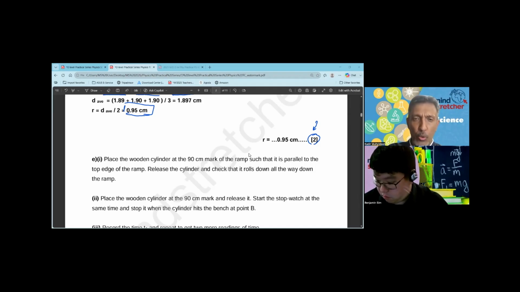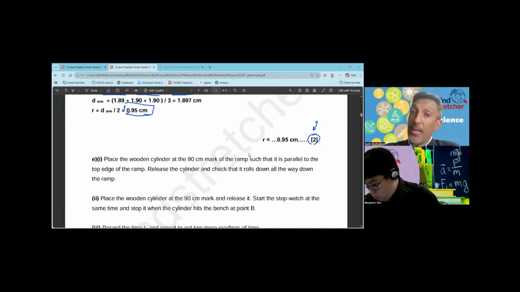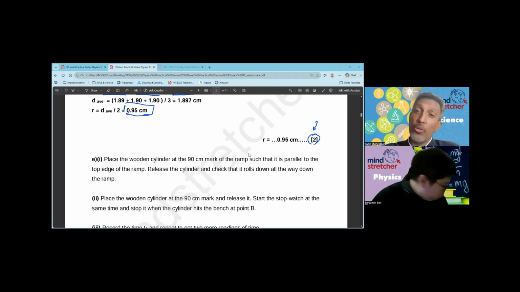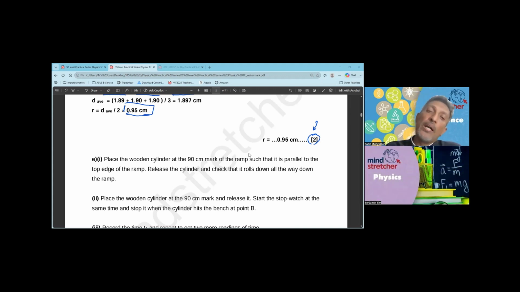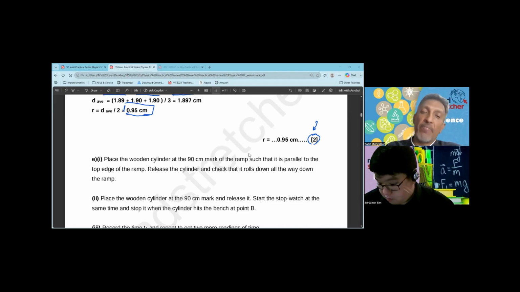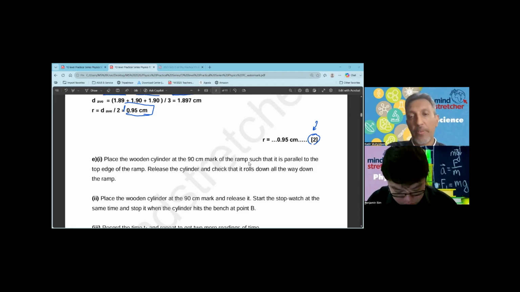So to be safe, we need to take average reading. Yes, yes, yes. That's why I'm trying to highlight to you, look at the marks given there. The marks given there is 2, right? So this is why a lot of you don't know. They are expecting you to show the average reading.